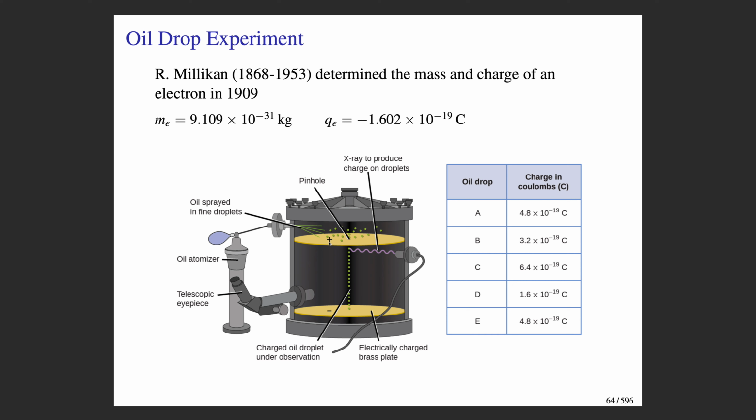And what he did was he found the voltage required to make particular droplets be suspended. That is, they stop falling. And so if the droplets are charged, if you apply a voltage across these plates, you can get the droplet to stay put long enough for you to observe it. And so by back calculating the voltage required to suspend the droplets, he was able to determine the charge on different droplets. And so this would be a typical result.